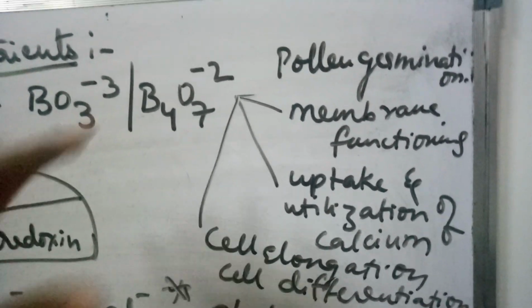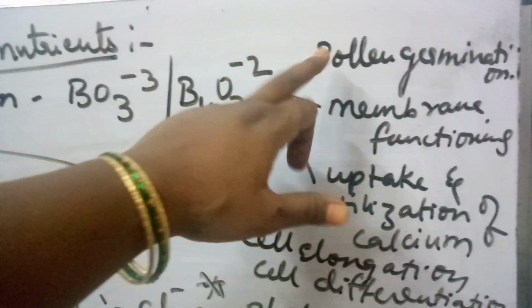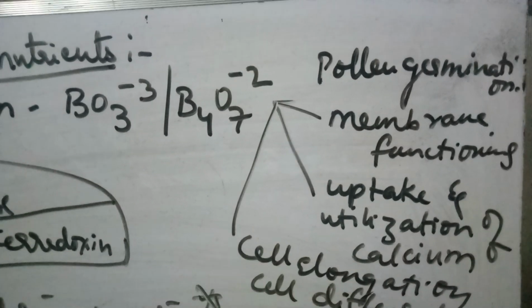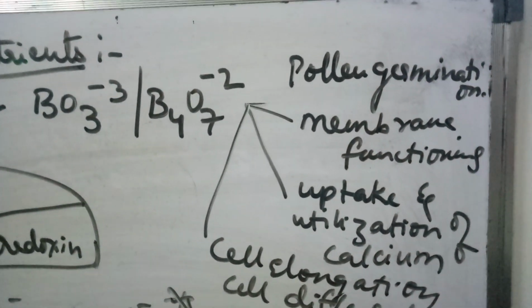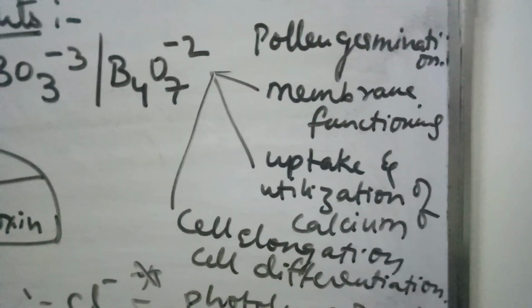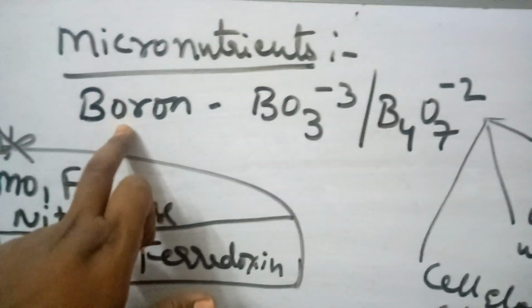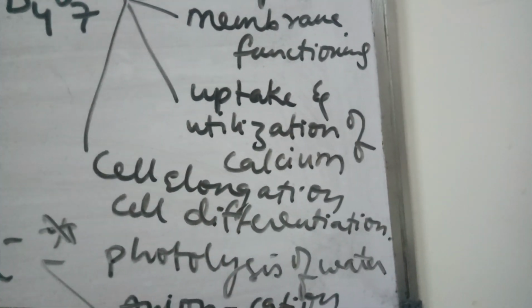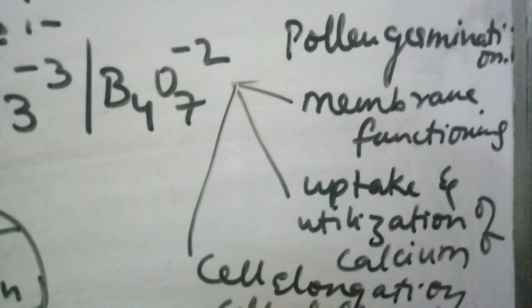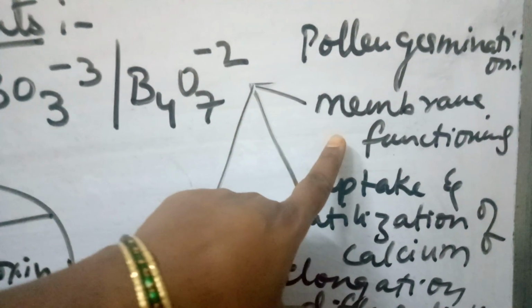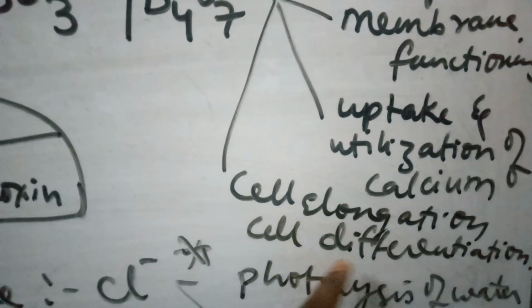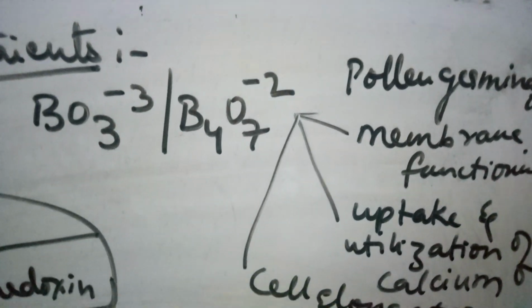Pollen germination is a star mark point. Boron pollen germination is very important. You can remember BP for boron pollen germination. Boron is also very important for translocation of sugars. Sugars are also translocated with the help of boron. That is not written here, so you can write it down: boron helps in translocation of sugars also. Boron helps in membrane functioning, uptake and utilization of calcium, cell elongation and cell differentiation. These are the important roles played by boron.